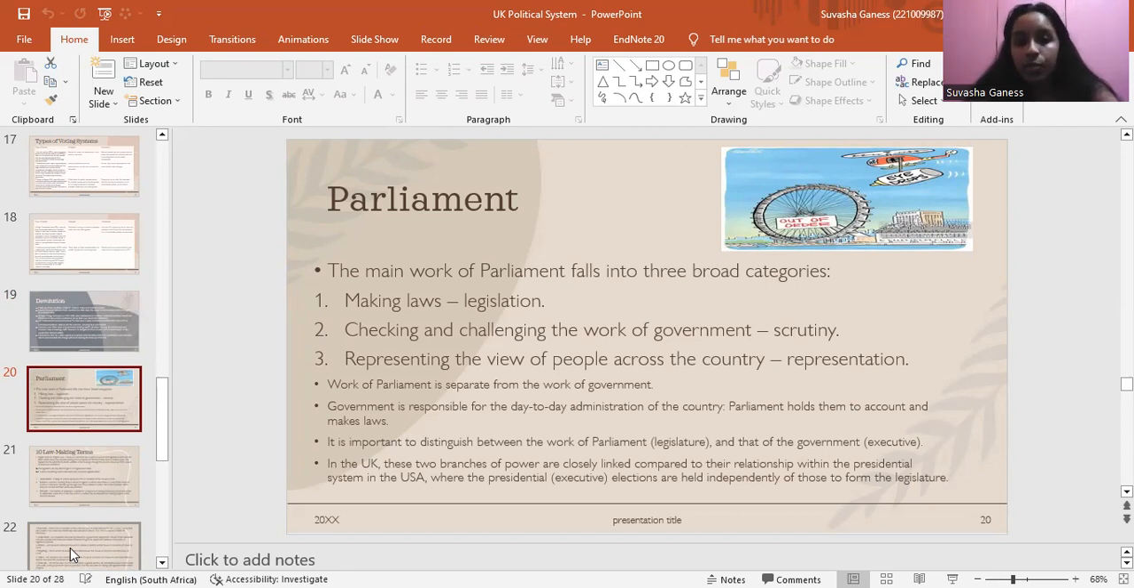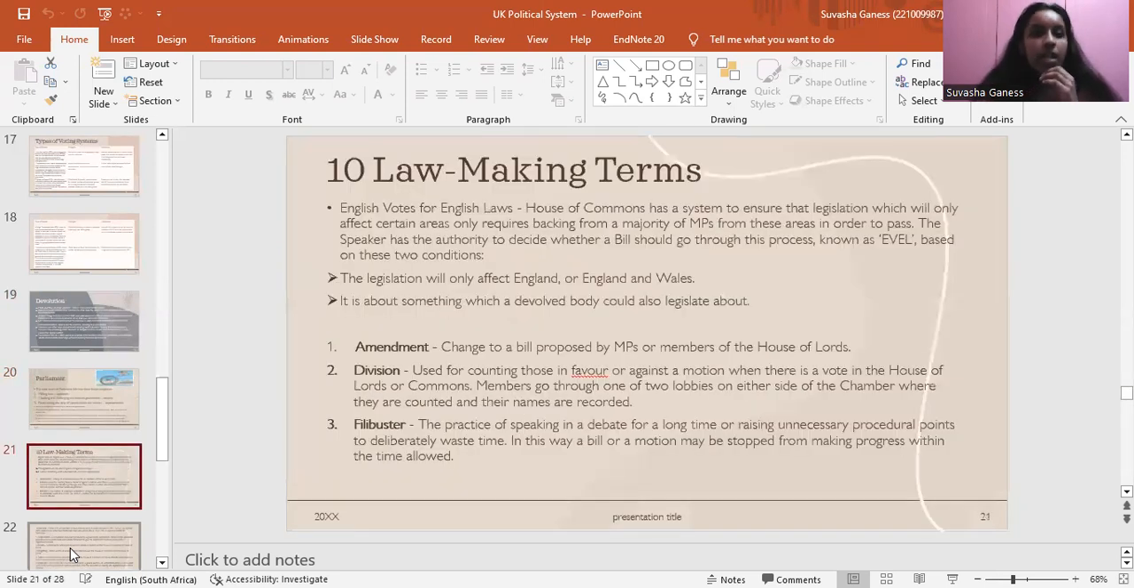It is important to distinguish between the work of Parliament, which is legislation, and the work of government, which is executive. So in the UK, these 2 branches of power are closely linked compared to their relationship in the presidential system in the USA. So when you do the USA political system, you look at the difference between the UK and the USA political system, where in the USA the presidential elections, which is the executive, are held independently of those to form the legislature.